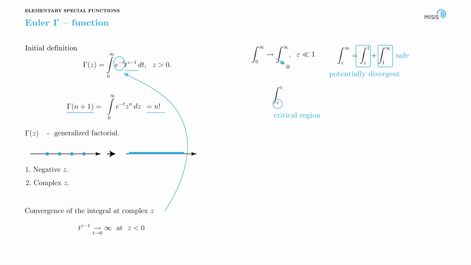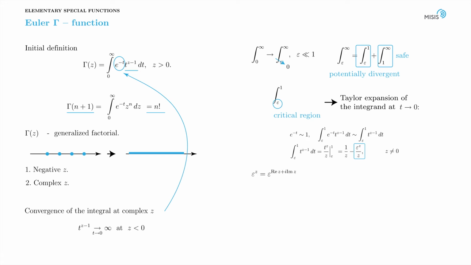Therefore, we may simplify the integrand expanding all the functions into Taylor series. The exponential is turned into 1, while the power function stays the same. In this way, we have arrived at a simple integral of power function with elementary antiderivative. So we integrate. Here, we assume that z is not equal to 0. Now we see the problematic term. It's epsilon to z.